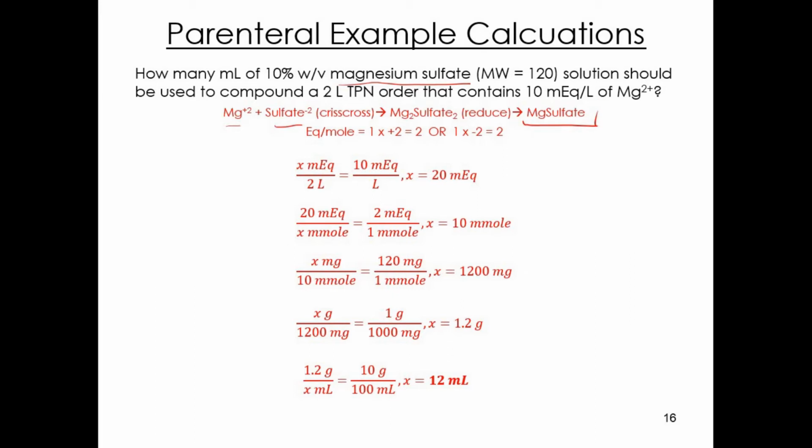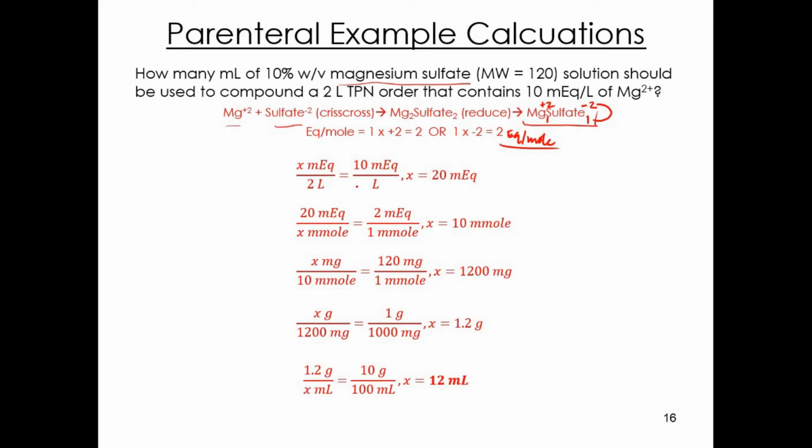So the equivalents per mole are the subscript times the superscript. We could pick either one to do that with. And so 1 times 2 is 2 equivalents per mole. And that's the conversion factor we'll use in our calculations.